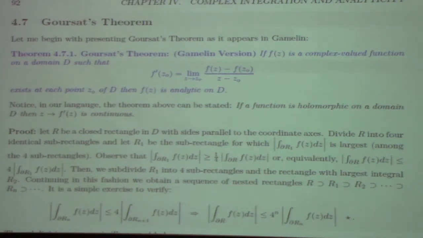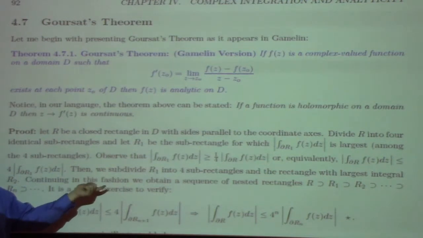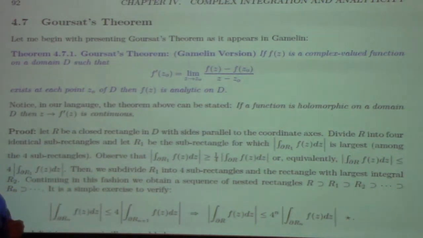And then you take the subrectangle and you divide it into 4 subrectangles, and you pick the integral around the subrectangle which is largest. You call that one R2. Then it stands to reason that if you take 4 times that, it's larger than the integral around R1. Right? What do we do next?